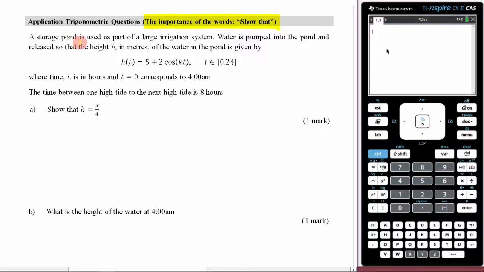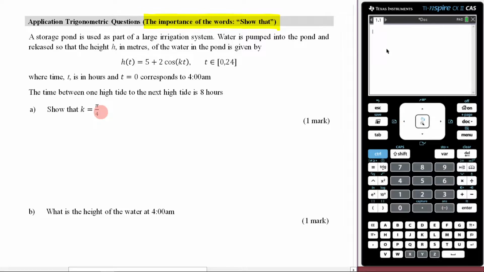A storage pond is used as a part of a large irrigation system. Water is pumped into the pond and released so that the height h in meters of the water in the pond is given by h(t) = 5 + 2cos(kt), where t is an element of [0, 24], with time t in hours and t = 0 corresponding to 4 a.m. The time between one high tide to the next high tide is 8 hours. First thing it says is: show that k is equal to pi on 4.